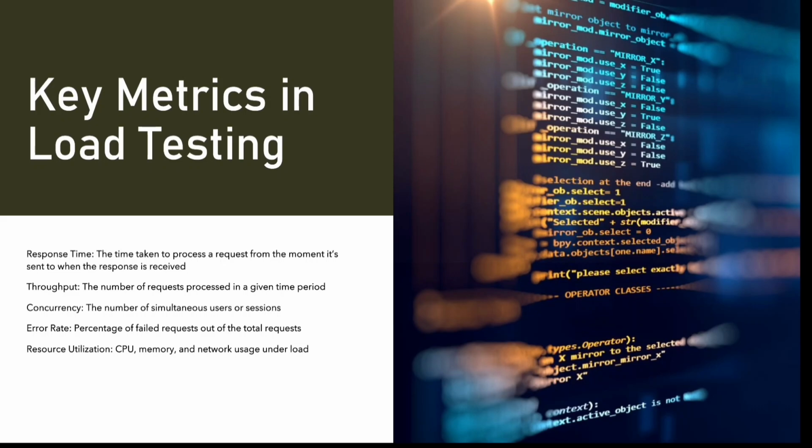Another thing is error rate. We need to check the percentage of failed requests out of our total requests. Another thing is resource utilization, like CPU, memory, and network usage. Those things we need to check under the load. So these 5 things are the main critical key metrics in load testing. Also, we have a branch of other metrics, but these 5 are more important.